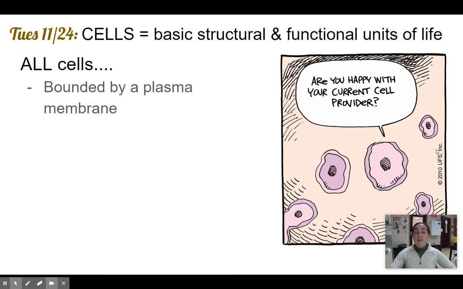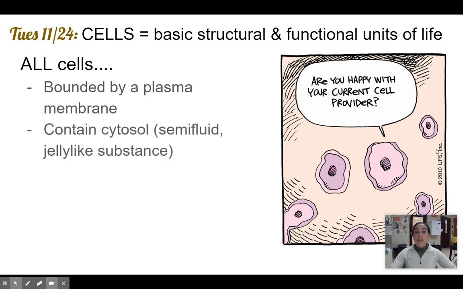Every single cell is surrounded by a cell membrane, which is also referred to as a plasma membrane. They're filled with a fluid called cytosol. Now, you've probably heard the word cytoplasm. That's what we talk about the most in 10th grade. Cytosol specifically refers to the liquid. Cytoplasm actually refers to the liquid and all the organelles that fill the space of the cell. So you can use those two words kind of interchangeably, but cytosol is technically just that jelly-like liquid that fills in the space within the cell.